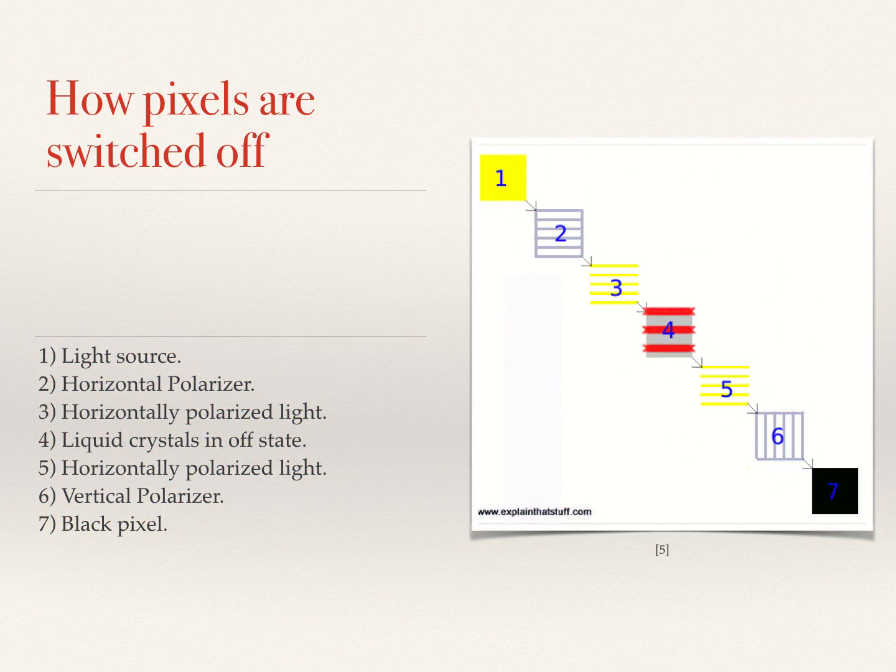How are pixels switched off? In the first step, light is emitted from a light source. In the second step, this light is passed through a horizontal polarizer and we get horizontally polarized light. In the next step, this light is passed through a medium of liquid crystals which are in off state as transistors are in off state. So we get horizontally polarized light again. In the next step, we pass this light through a vertical polarizer. As the directions are not the same, we get a black pixel.